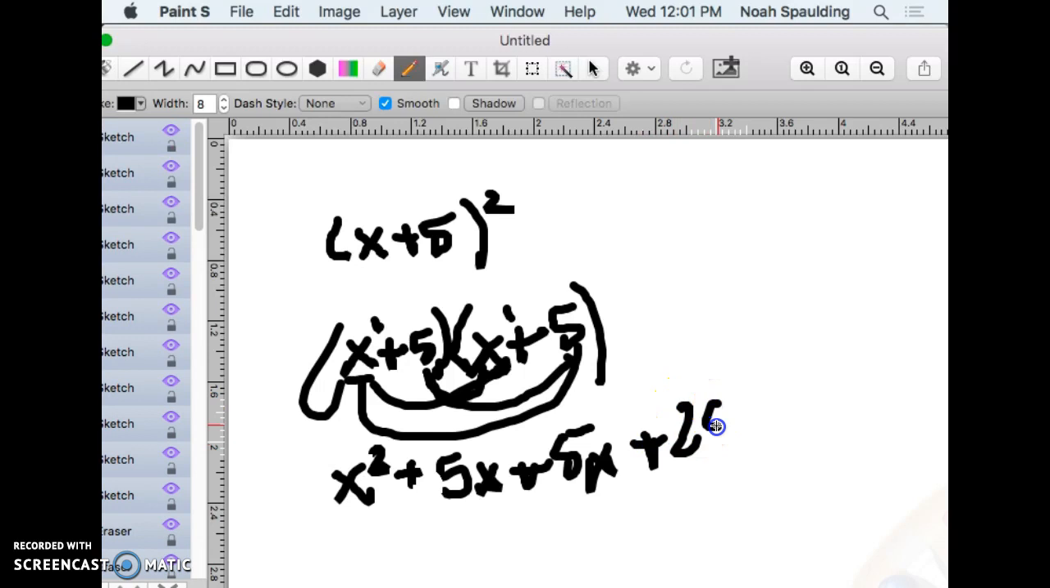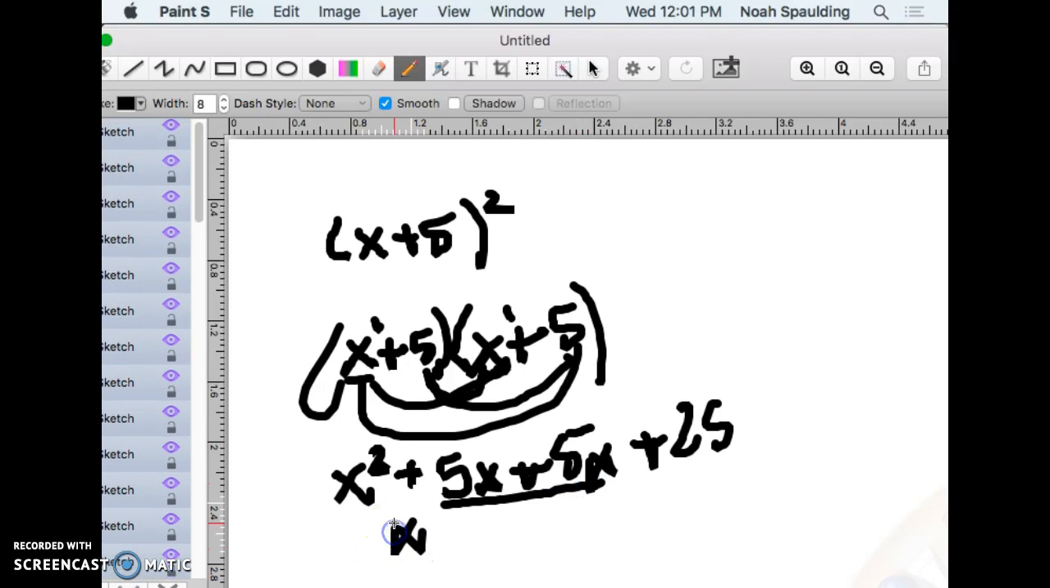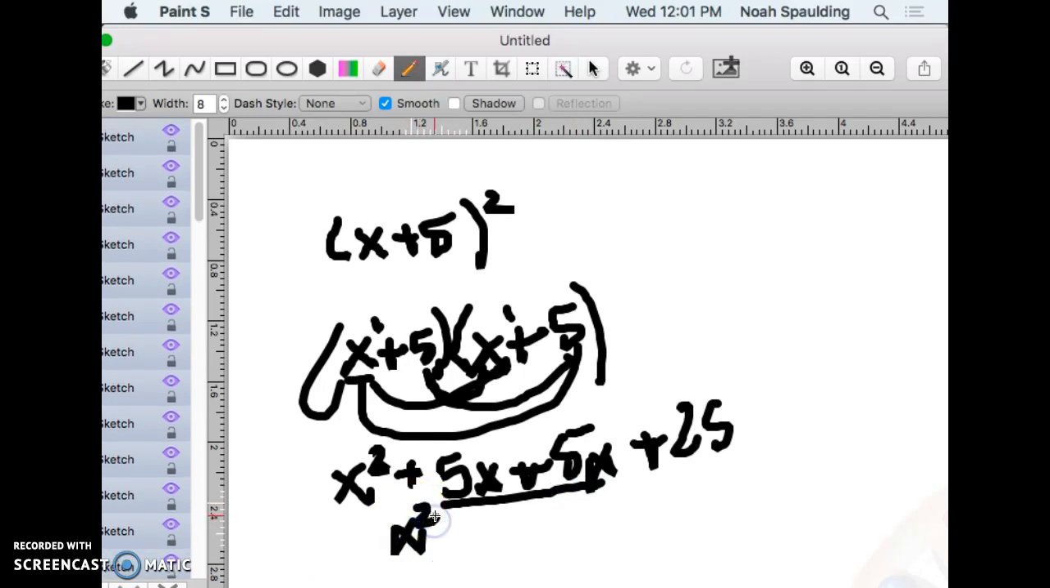You'll see that if we have the x plus 5 and x plus 5, we're going to combine these two inside because they are like terms. So we have x squared, 5x plus 5x, you add the coefficients. 5 plus 5 is 10x. The variable stays as just an x, plus 25. Okay, so that would be that one.